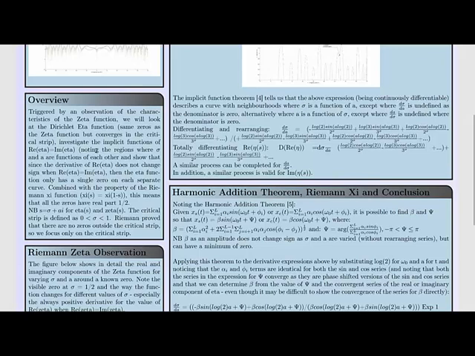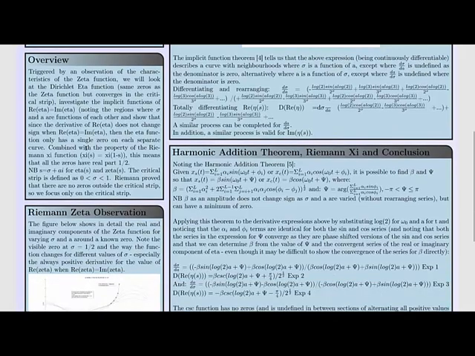And we'll show that since the derivative of the real part of eta does not change sign when the real part of eta equals the imaginary part of eta, then the eta function only has a single zero on each separate curve. This is interesting. Combined with the property of the Riemann z function, z of s equals z of 1 minus s, this means that all the zeros have a real part equal to a half.